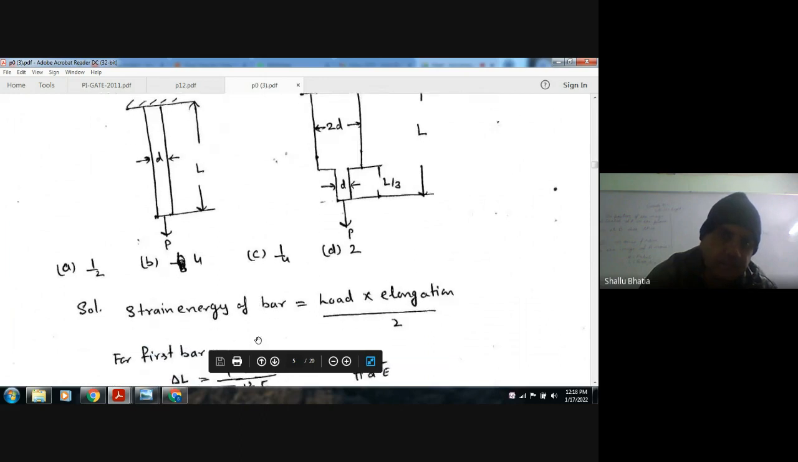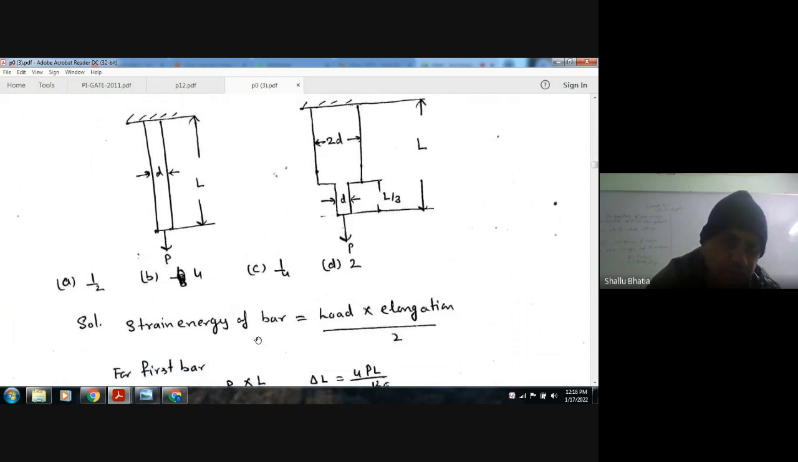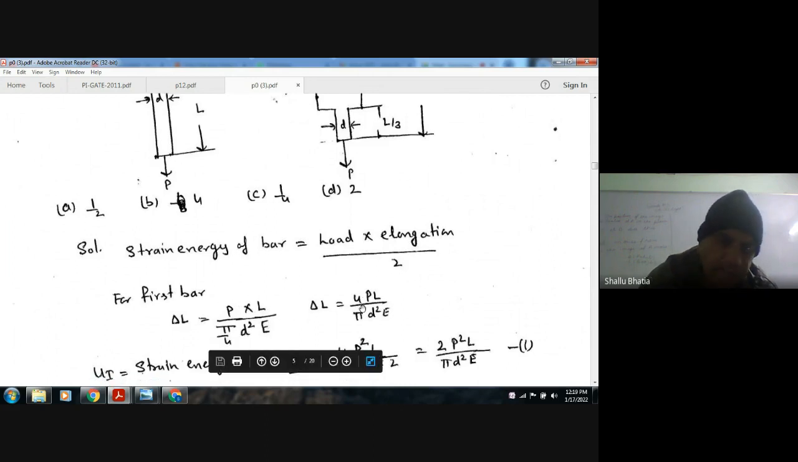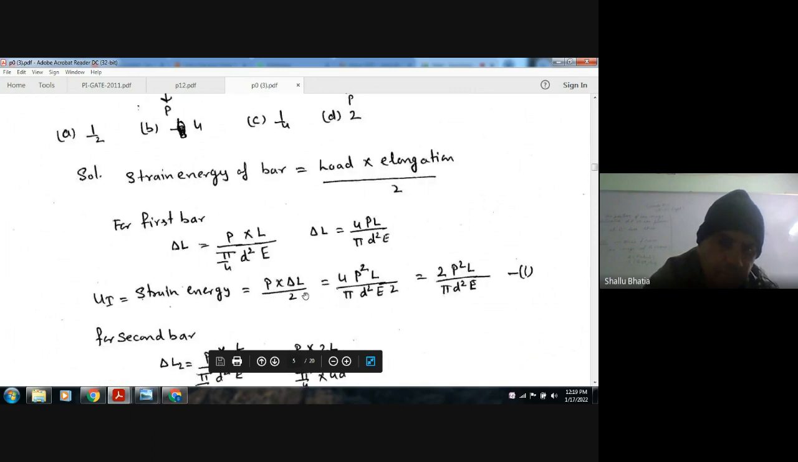Okay. The strain energy of any bar is load into elongation by 2. For the first bar, the elongation is PL by pi by 4 d square by E, that is stress by E into L. And the strain energy is your P into del L by 2. So this is your del L and P. So it will come out as 2 P square L by pi d square E.